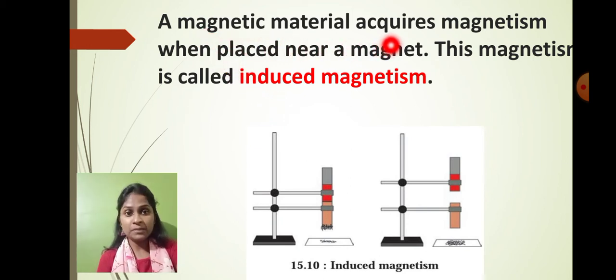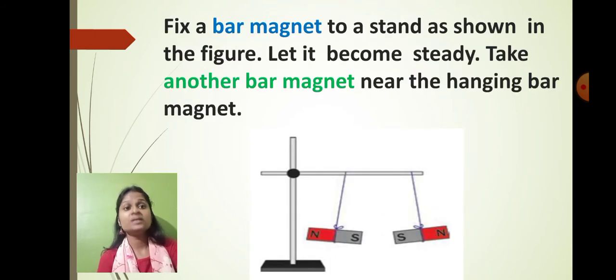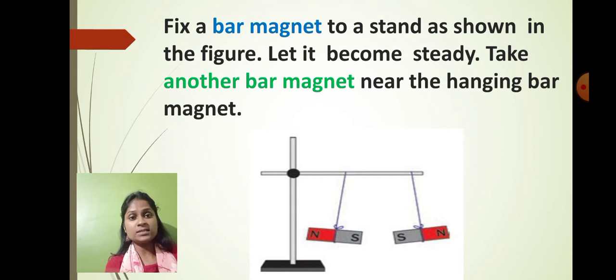A magnetic material acquires magnetism when placed near a magnet. So any magnetic material like iron, nickel, or cobalt will acquire magnetism if you keep that material near a magnet. This property of magnetism is called induced magnetism.